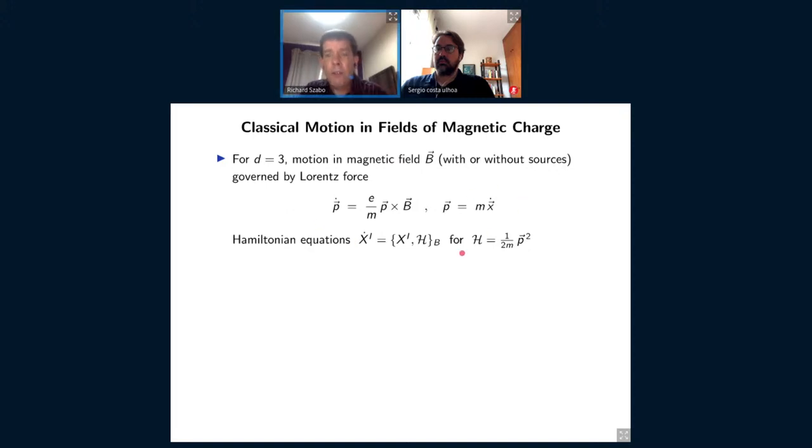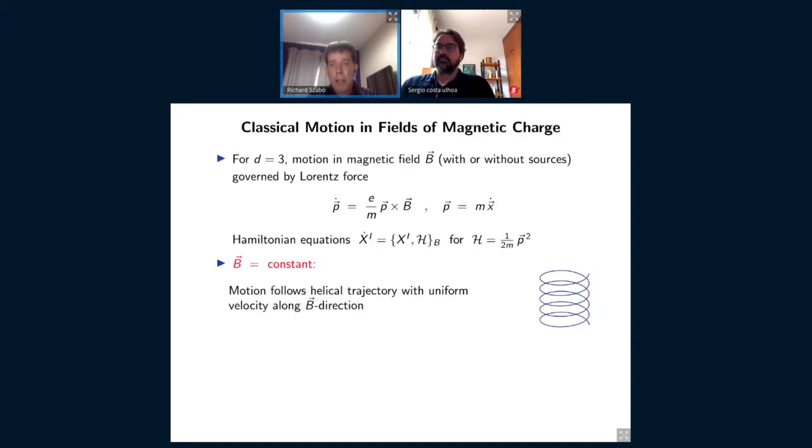So at the classical level, we can already learn a lot by looking at what the solutions to the classical equations of motion are going to look like, given the nature of a magnetic field. Let's look at the simplest case, a constant magnetic field. You put B equal to a constant in these equations, and you know how to solve this, right? This is kind of undergraduate physics. You can map the equations of motion onto the equations for a harmonic oscillator.